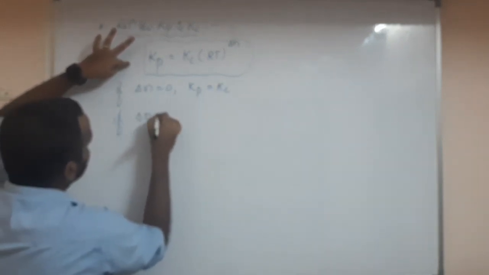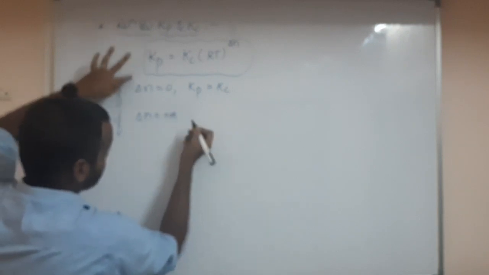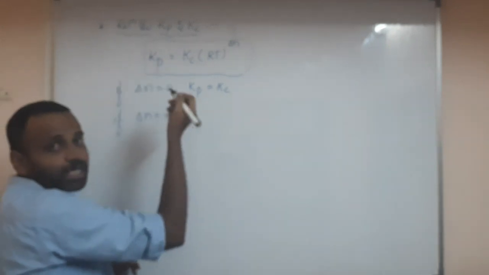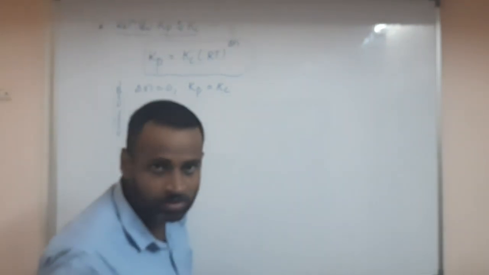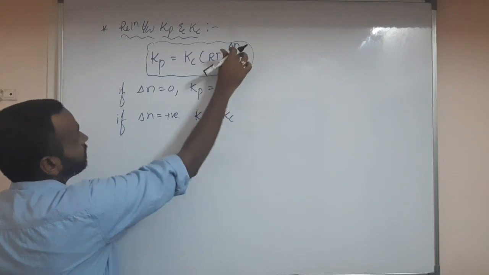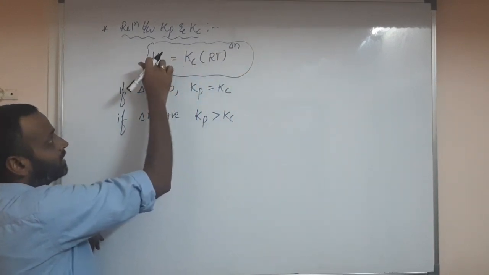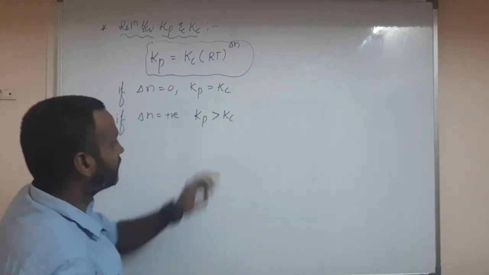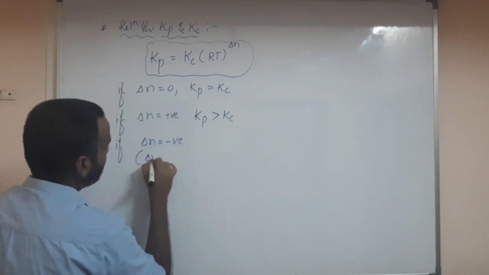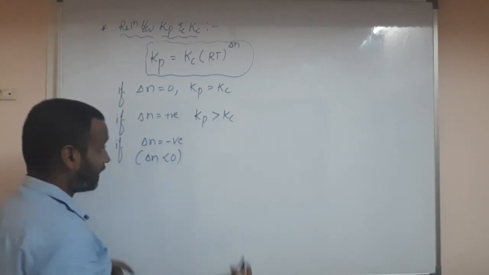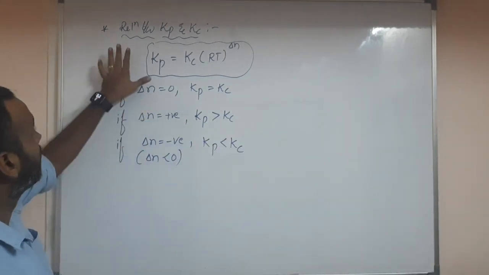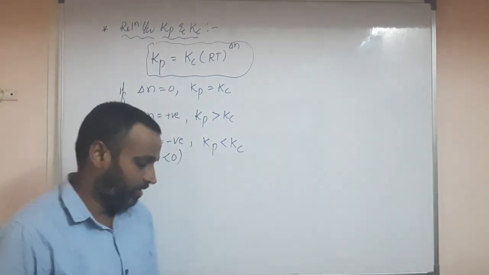If delta n is positive, greater than 0 (delta n, how you calculate, everybody knows: c plus d minus a plus b, number of moles of products minus number of moles of reactants), then Kp is greater than Kc. If it is positive, something you are multiplying to Kc, then it is equal to Kp. Means Kp big, Kc small. If delta n is negative, less than 0, then Kp is less than Kc. So this is the relation between Kp and Kc.